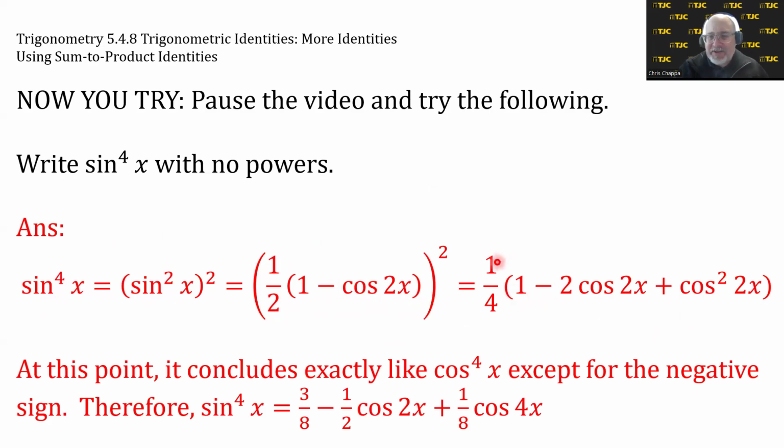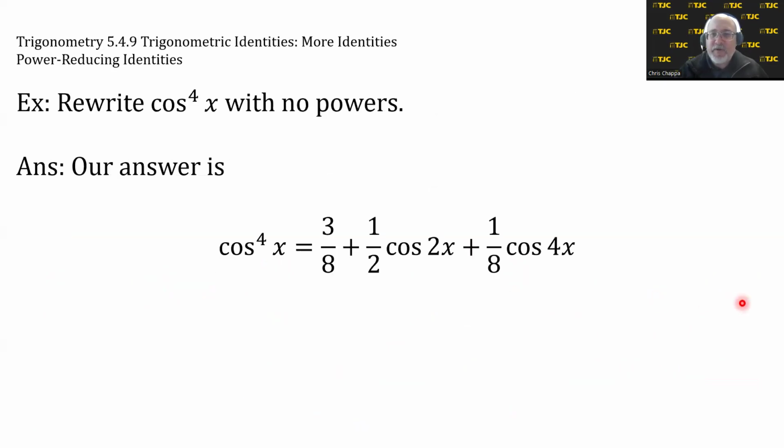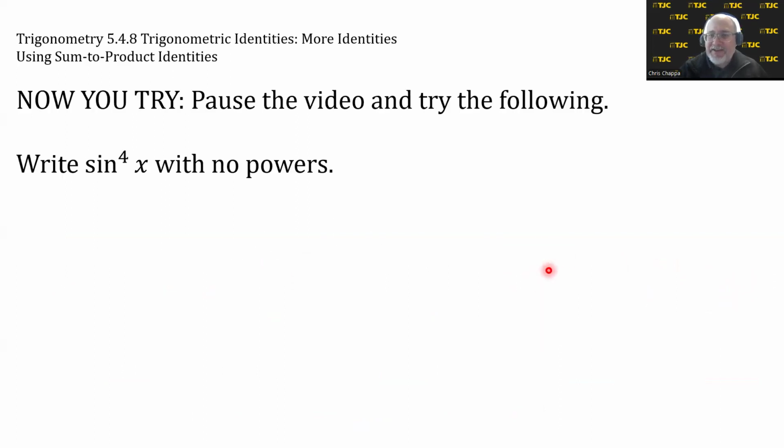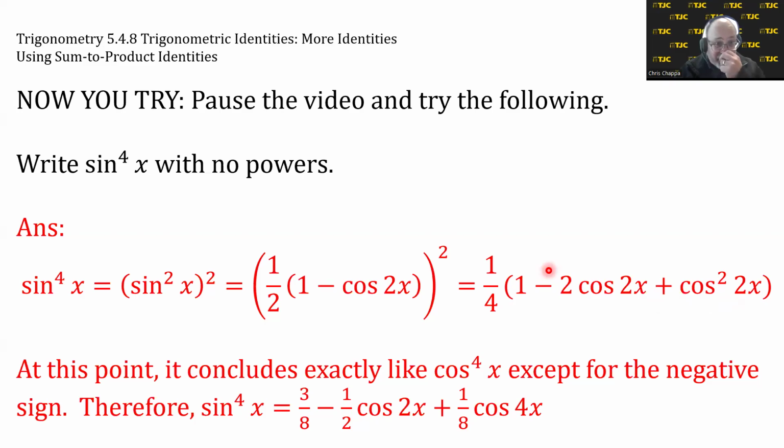In fact, this part over here, the 1/4 times 1 minus 2 cosine 2x plus cosine squared 2x, is exactly what we had here, except the minus in the middle. So since the only difference is the minus in the middle, our answer should essentially be the same. And it is. Sine to the 4th power of x equals 3/8 minus 1/2 cosine 2x plus 1/8 cosine of 4x.